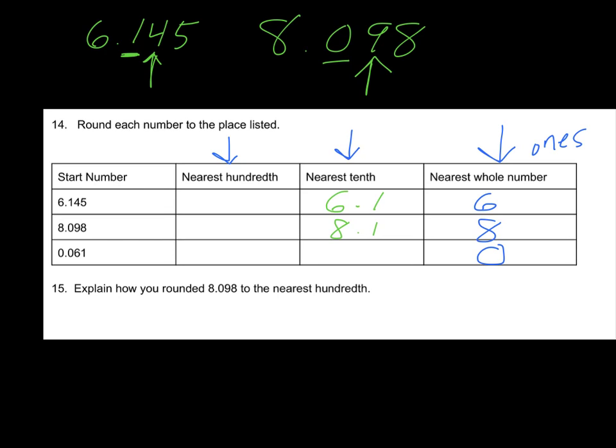And finally, our last number here, we have 61 thousandths. We have a 0 in the ones. The 6 is the boss. Since it's 5 or more, raise the score. We are going to bump that to 0.1 or 1/10.